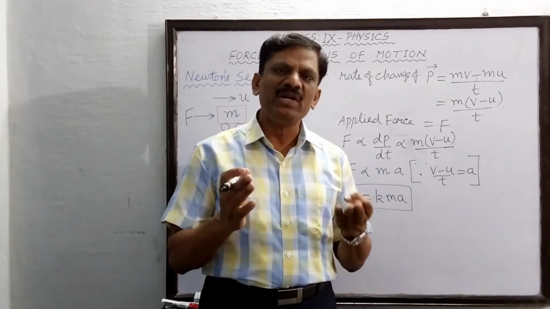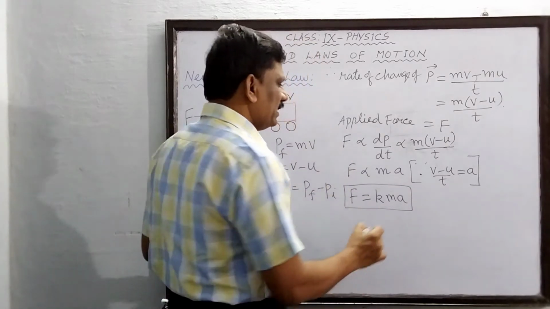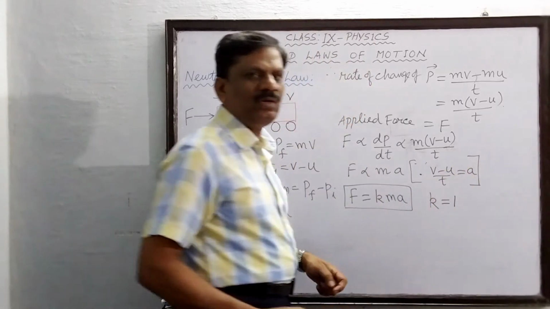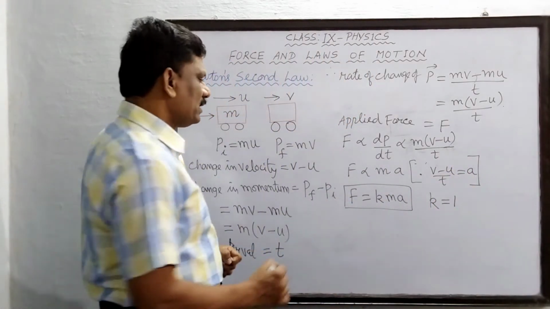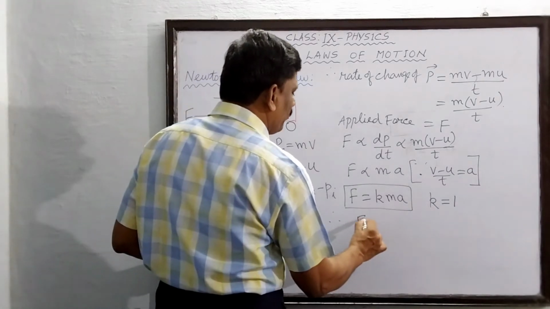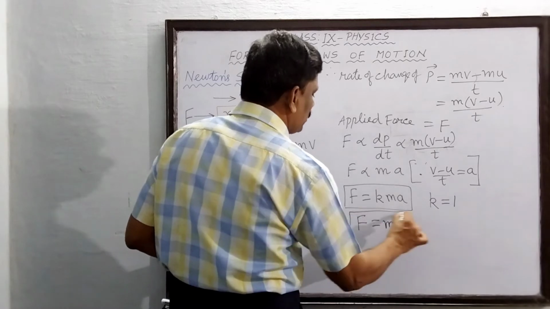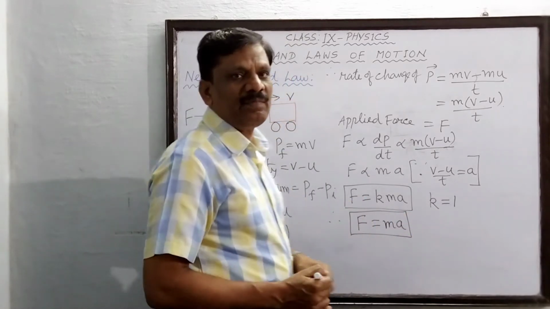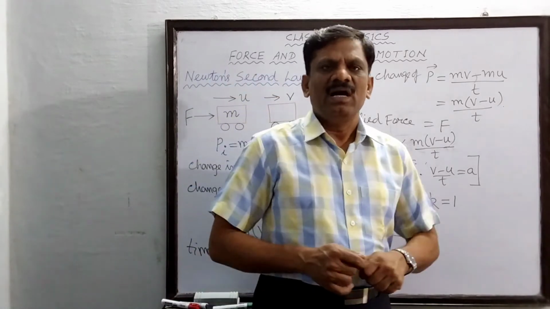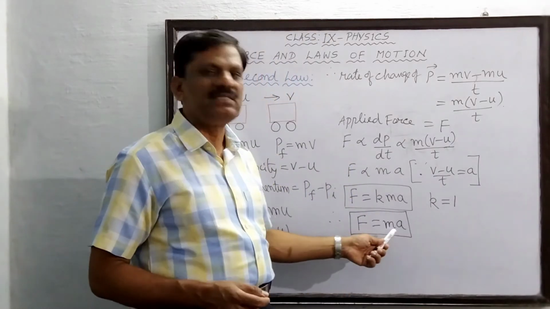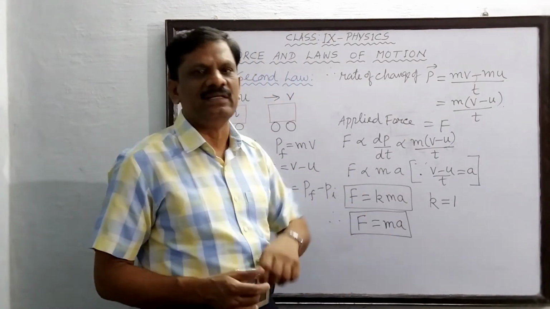It was just 1 Newton. Therefore, the constant of proportionality K is equal to 1. It was proved. Therefore, we can now write force is equal to mass into acceleration. So this is the mathematical form of Newton's second law. Force is equal to mass into acceleration.